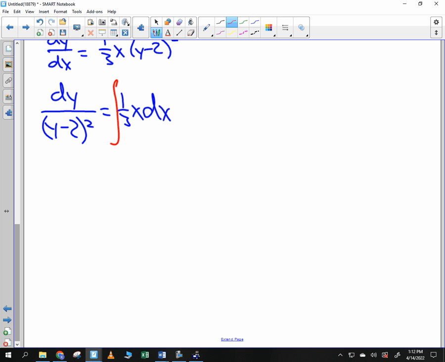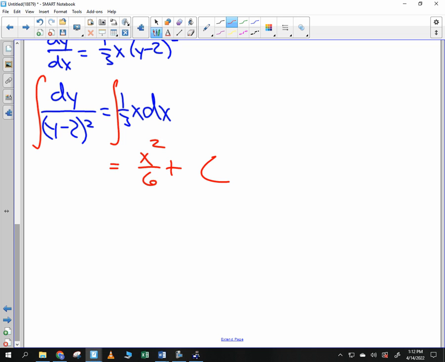So antiderivative there, antiderivative there. The one on the right's easy, the one on the left is a little bit more challenging. Let's do the one on the right. Antiderivative of 1/3 x: 1/3 x squared over 2. And if you multiply the 1/3 and then divide by 2, you get a 1/6. So we're going to go x squared over 6 plus a constant. The dx is gone. We're taking the antiderivative.